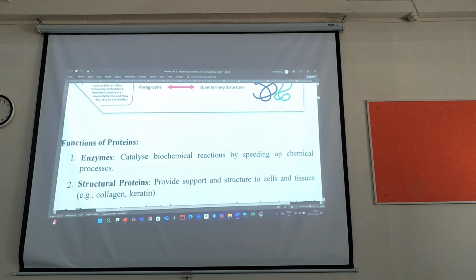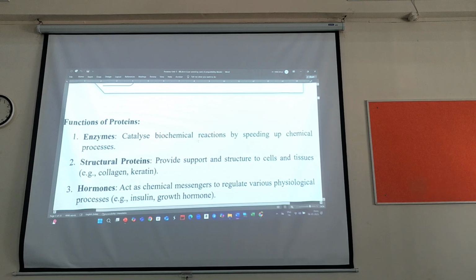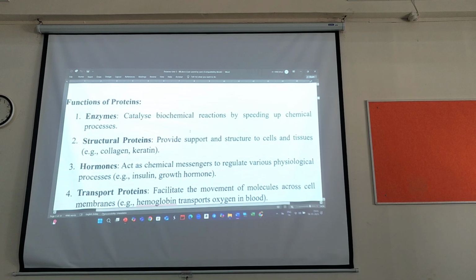Okay, so what are the functions of these proteins? Proteins sometimes act like enzymes. Okay, enzymes are catalysts which are helpful in the catalysis process, or enzymes help to speed up the biochemical reactions that occur in the body. Okay, so sometimes proteins act like enzymes that catalyze the biochemical reactions by speeding up the chemical processes there.